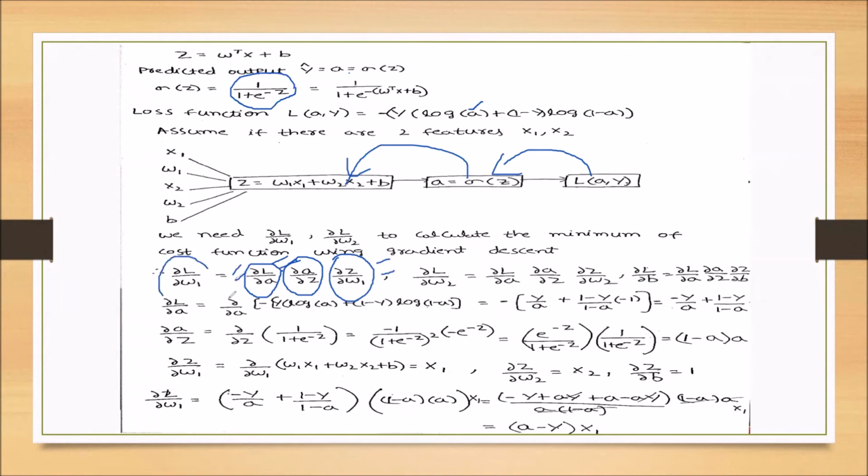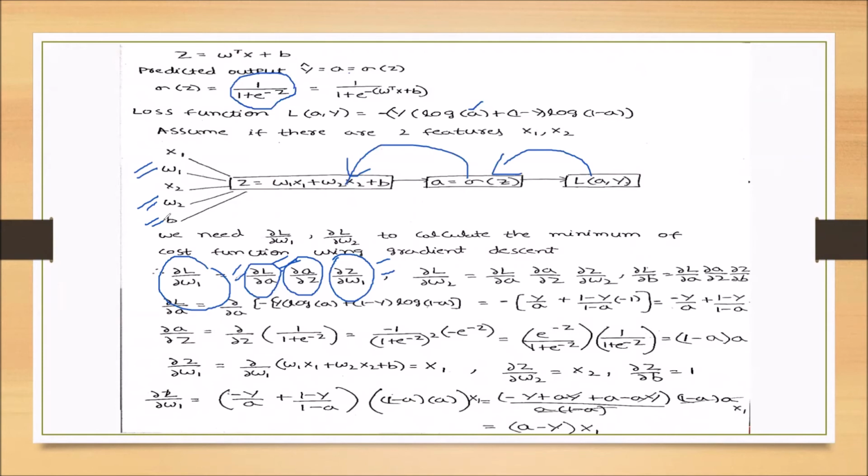Why am I taking partial differentiation? Because this loss function is depending on three variables: one is W1, another one is W2, and B. But I want to know the change in this loss function with respect to the changes of W1 only. That's why we have considered dou L by dou W1.